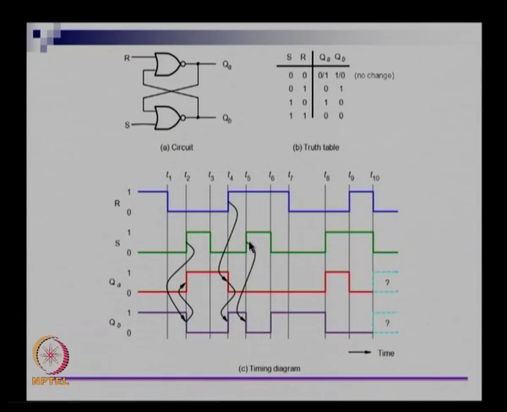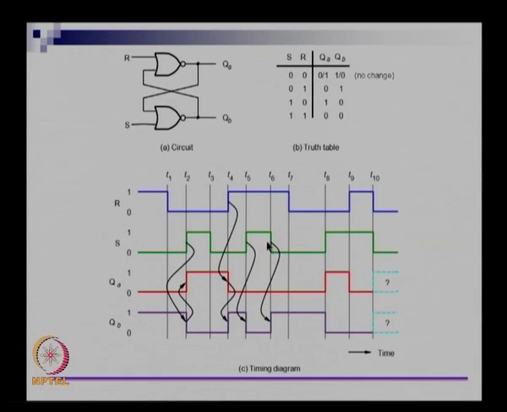Both S and R are 1. So when both S and R are 1, this S changing to 1 will change QB to 0. QB is 0, R is 1, so 1 NOR 0 is 0, QA also remains at 0. Right. So between T5 and T6, QA is 0 and QB is also 0. So it looks like both being 1 is driving QA and QB to both zeros, right. You can see that here also, it is remarked here, with both are 1 it is remaining at 0.